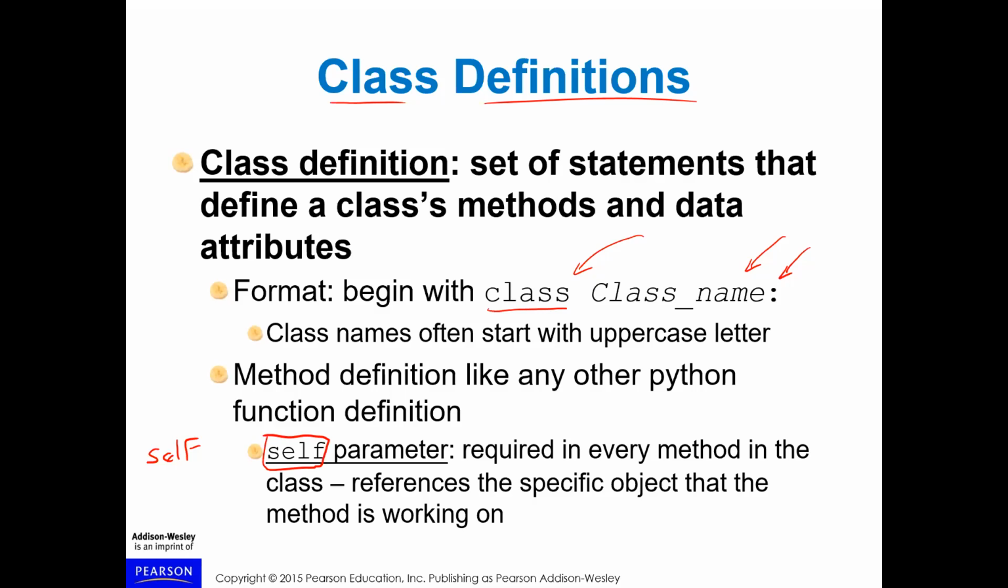It's the kind of thing that through doing examples and practice, it'll become a little bit more obvious. Okay, so let's see the formal definition here. So self is the self parameter, basically. It's really like a type of variable. It's required in every method in the class, and it basically references the specific object that the method is working on. Exactly. It just refers to itself. This is an object. When I say self, I reference that specific object that my method is working on.